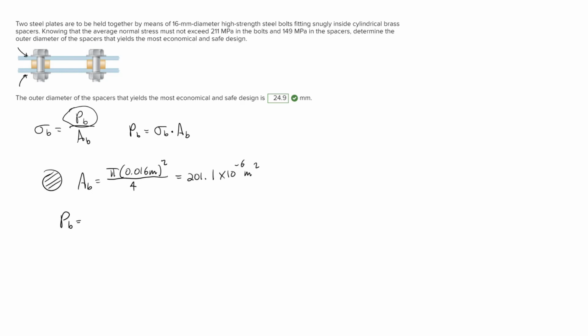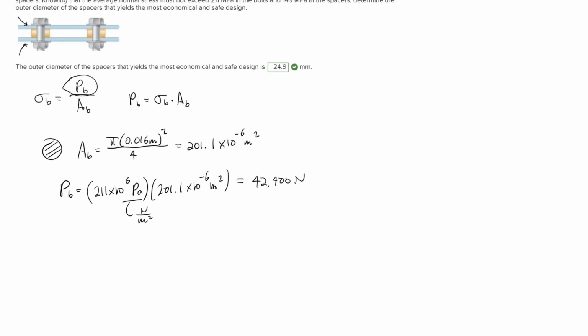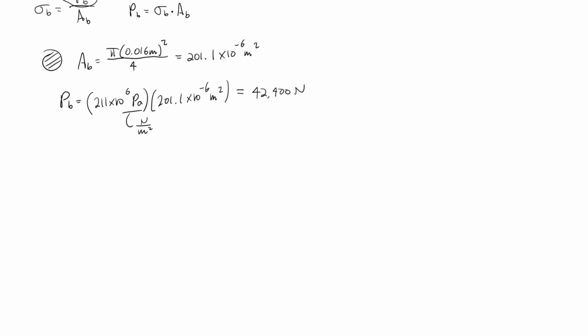And we are given our normal stress in the problem. It says knowing that the average normal stress must not exceed 211 megapascals in the bolts. And I'm going to convert the megapascals into pascals to keep everything in units of newtons and meters. So that's going to be 211 times 10 to the 6 pascals times 201.1 times 10 to the negative 6 meters squared. And we know that a pascal is equal to a newton per square meter. So we get that the force through the bolt is equal to 42,400 newtons.